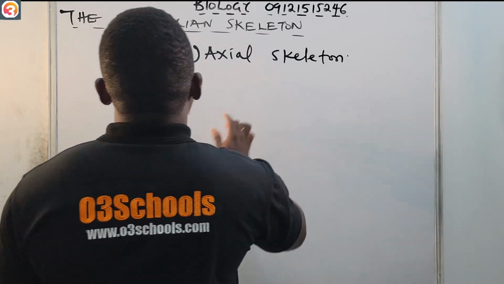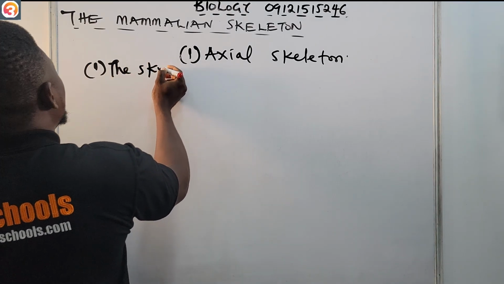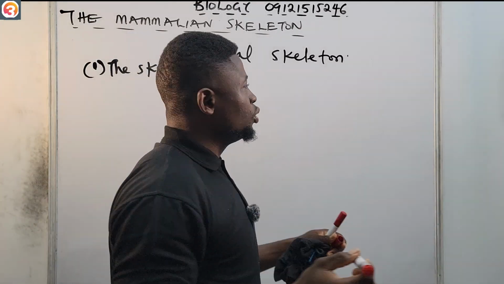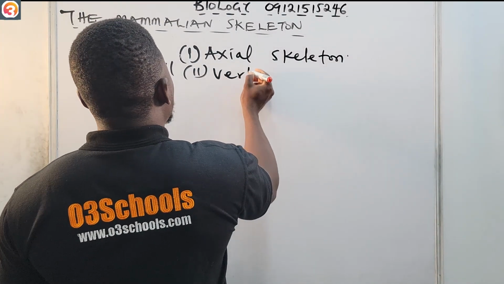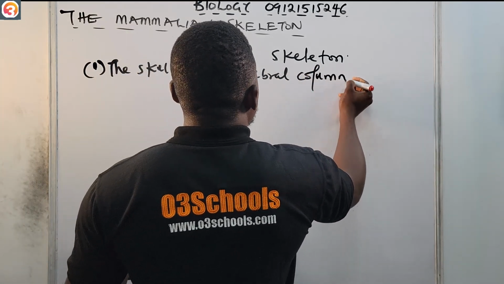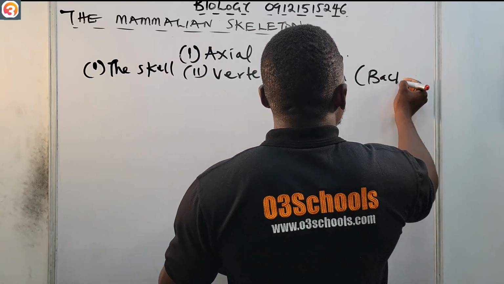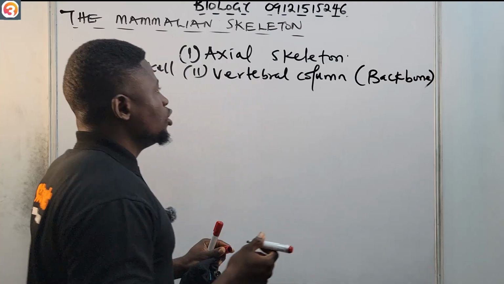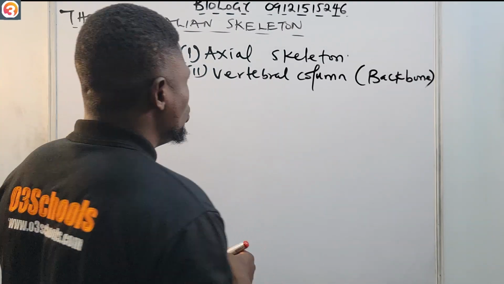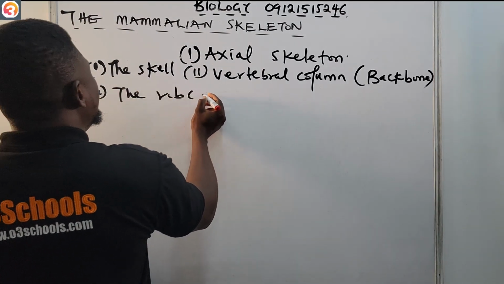So the axial skeleton is made up of 1, the skull, the one that's in your head. Number 2 is the vertebral column. The vertebral column is also called the backbone. Then number 3 is also made of what? The rib cage.